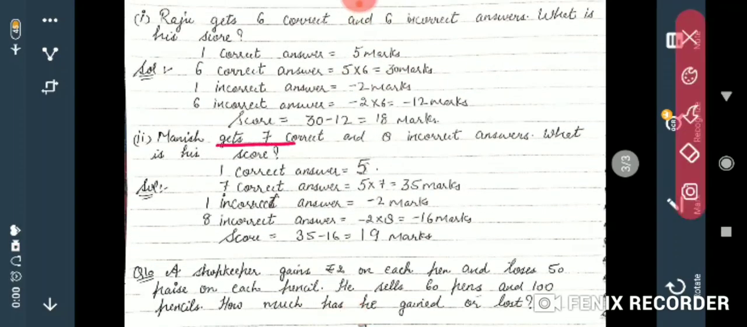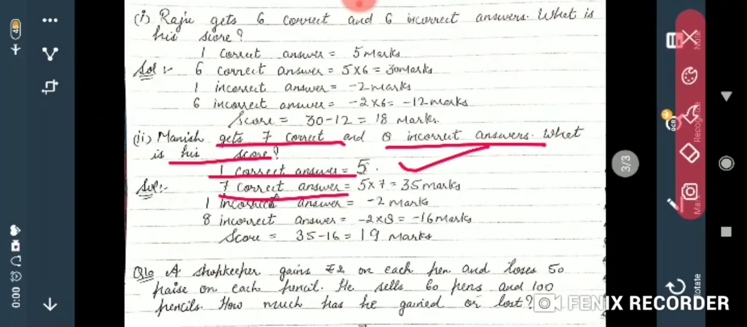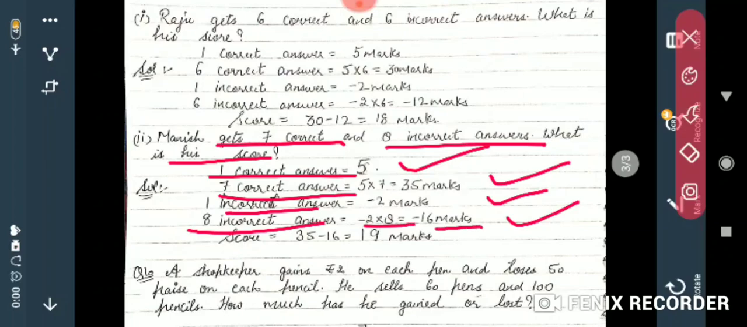Next, Manish gets 7 correct and 8 incorrect answers. Now 7 answers are correct and the 8 are incorrect. So what is his score? As you know very well, 1 correct answer 5 marks. So 7 correct answers will be 5 multiply 7, 35 marks. Now 1 incorrect answer minus 2, then 8 incorrect answers minus 2 multiply 8, minus 16. So the score will be 35 minus 16, 19 marks.